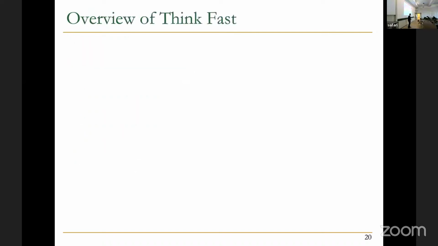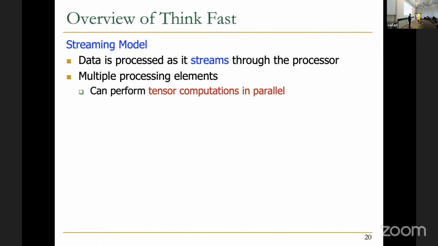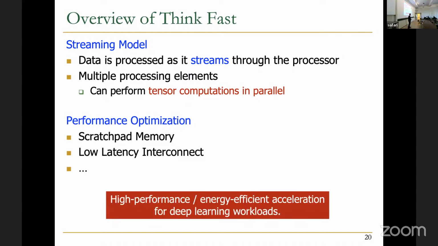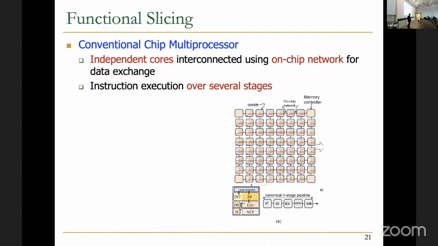Okay. So now let's take a look at the proposed architecture and how it actually solves these problems that I've mentioned. The paper introduces Think Fast. This is an architecture that uses the streaming model. This means that data is processed as it streams through the processor. It also has multiple processing elements that can perform tensor computations in parallel. And there are also performance optimizations like scratch-pad memory or low latency interconnect, which we will also see in a minute. The takeaway here is that Think Fast aims for high performance and energy efficient acceleration for deep learning workloads by addressing all these problems that I've mentioned in the background.